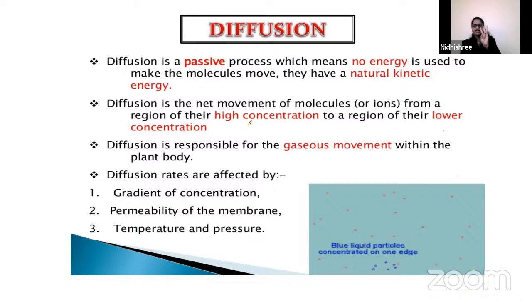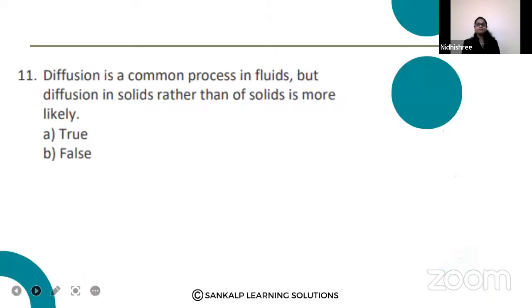So diffusion rates are affected by factors, guys. The first one is gradient of concentration, or you can say concentration gradient, high and low. The next one is permeability of the membrane, the cell membrane, whether it lets all substances in, whether it is semi-permeable, which lets only a few solutes in, or selectively permeable. Depending on that, the diffusion rate depends. The next one is temperature and pressure. So these are the four factors on which diffusion rate is dependent.